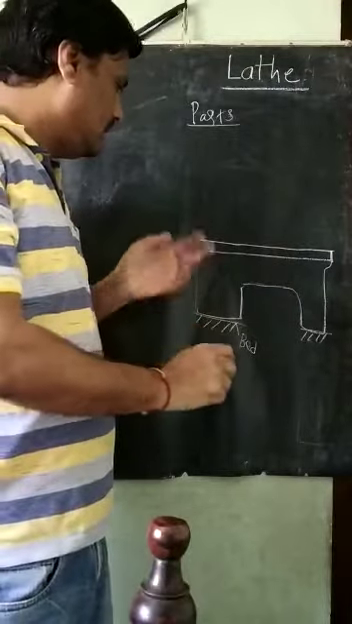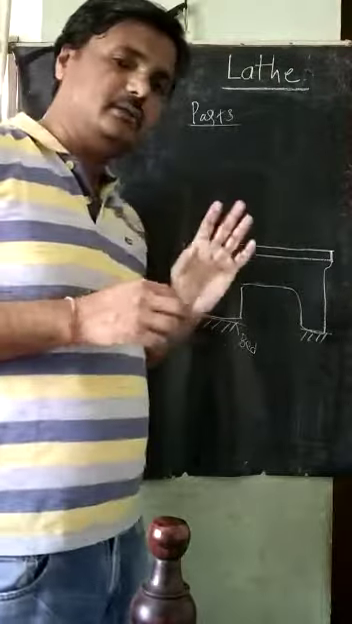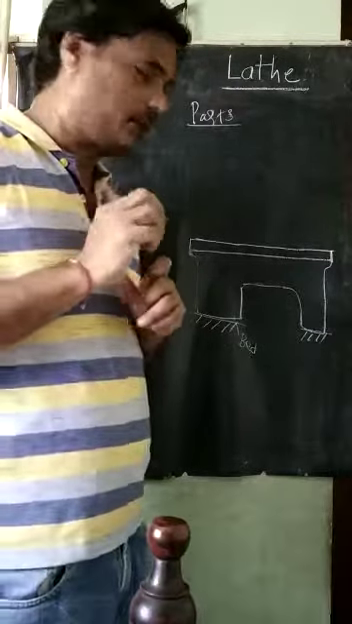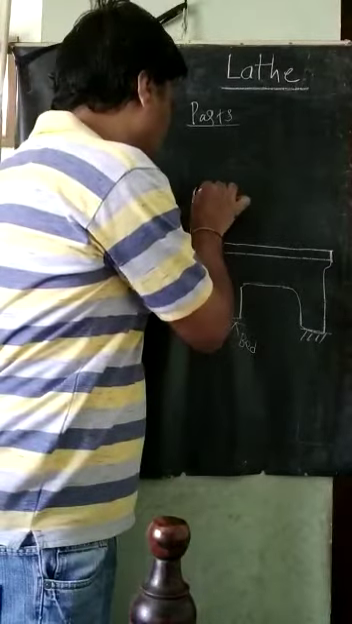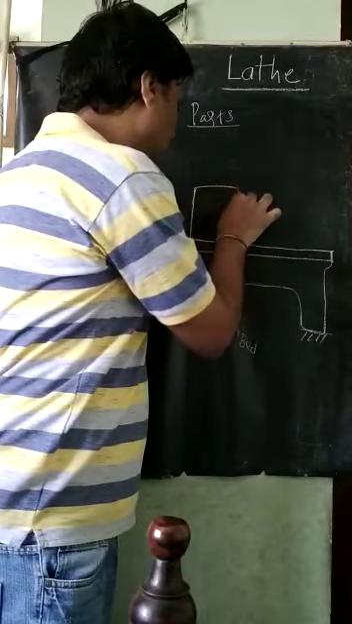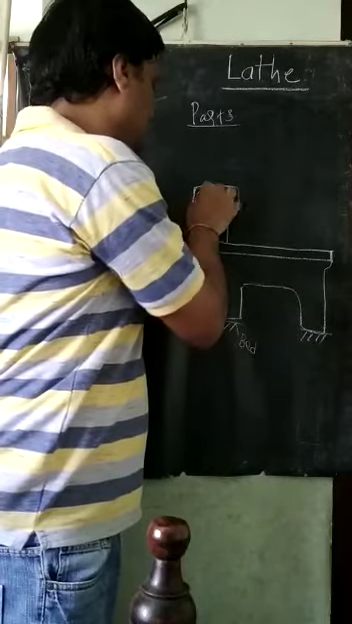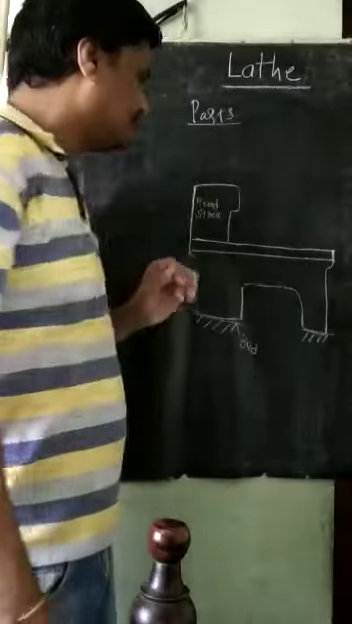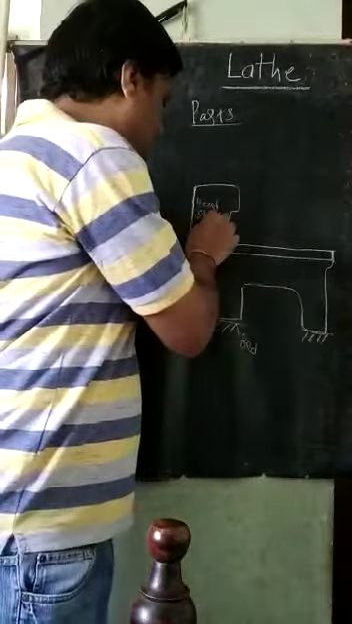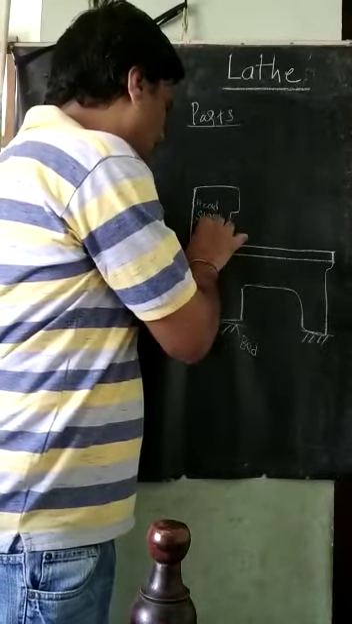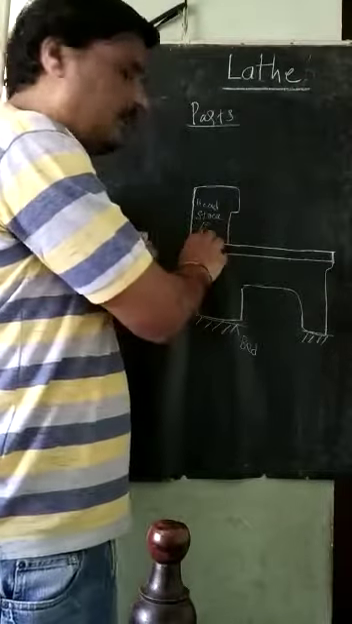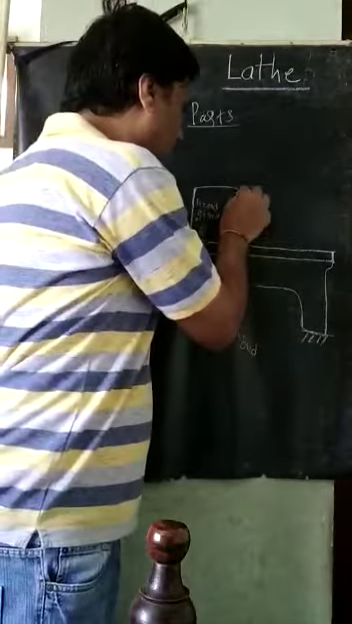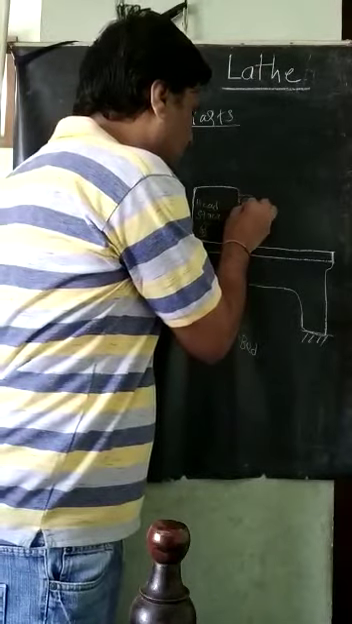Next, after this bed, there are two important parts: the headstock and the tailstock. Headstock, I will draw it here. This is the headstock. In this headstock, what is there? Some gear arrangements are there. Handling this gear, a motor is there inside, and that motor is connected to one spindle. For example, this is a spindle.